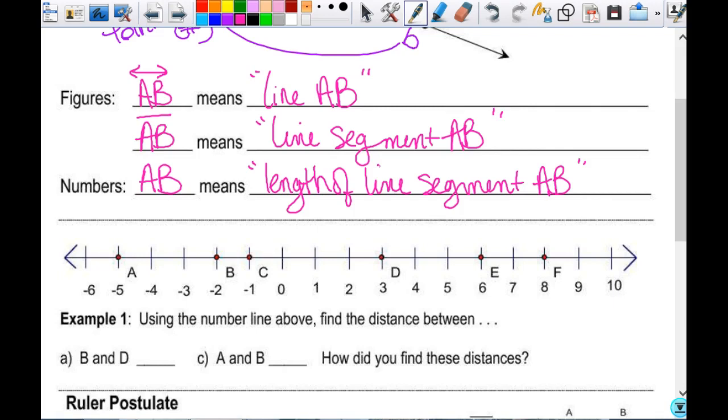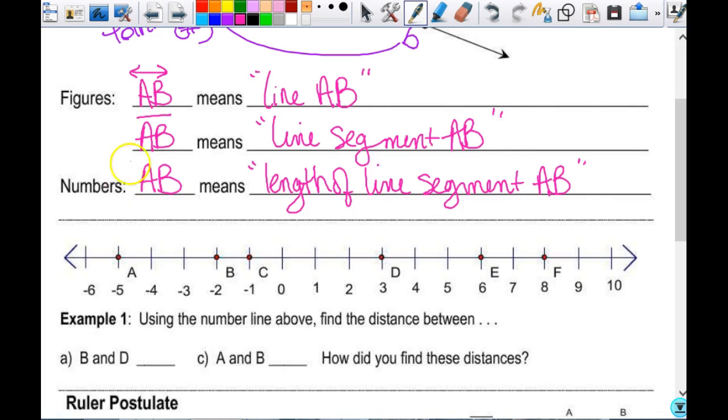A segment and a line can't equal a number. That doesn't make any sense. Segments are pictures or figures, and then values are your numbers and other things. Okay? Everybody good so far? Because remember, none of this is crazy hard. It's just that you got to keep up in your mind with what the different things mean.